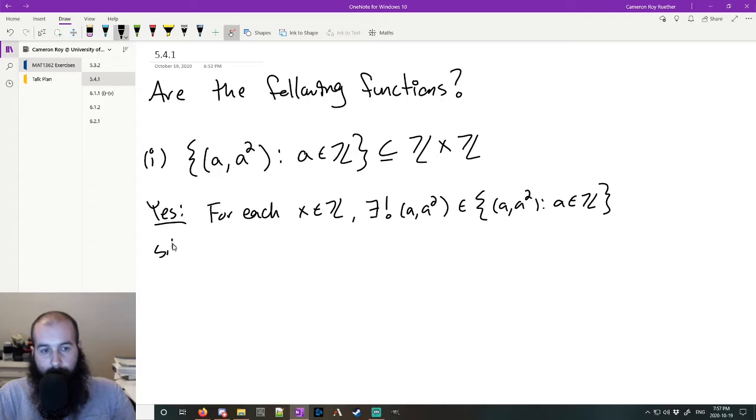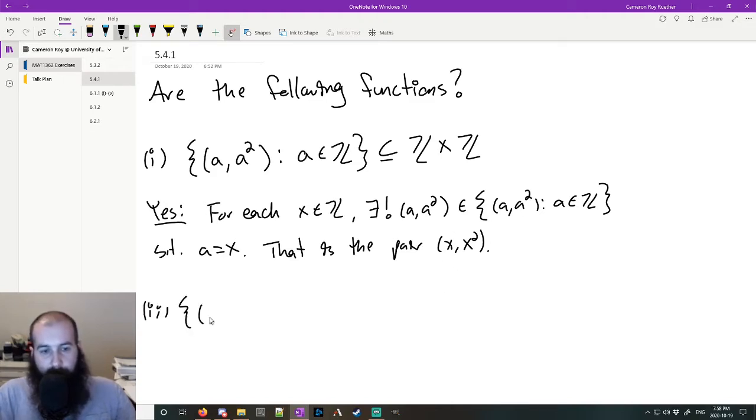Such that the first element a is equal to x, and that is the pair. If a has to be equal to x, then a squared is equal to x squared, so it's the pair x, x squared. And if any other pair was equal to this, well, its first element must also be x, so it must be this one.